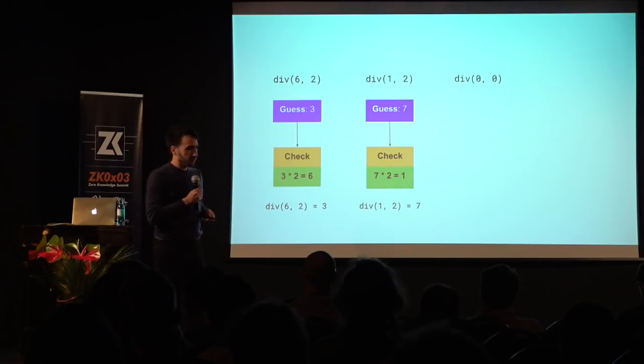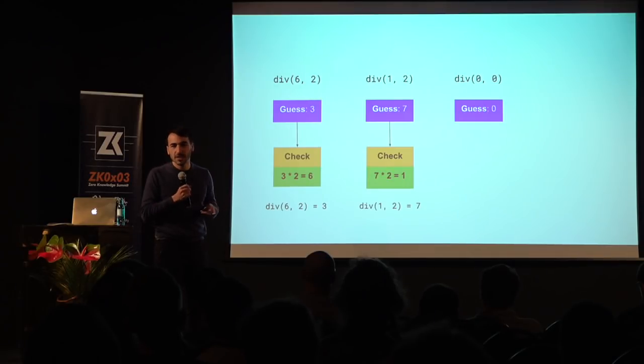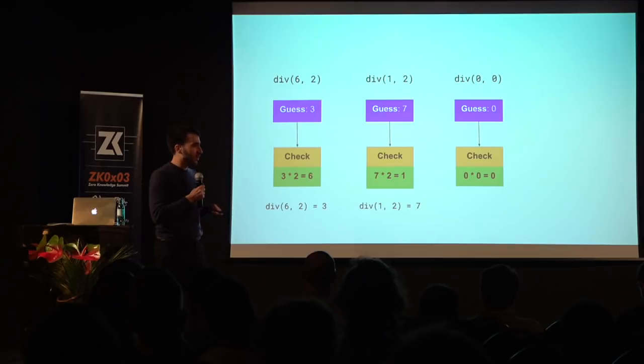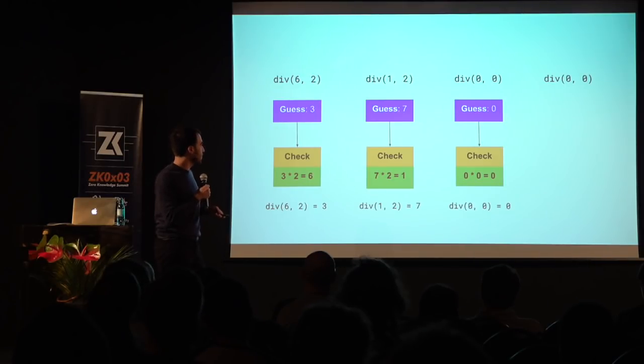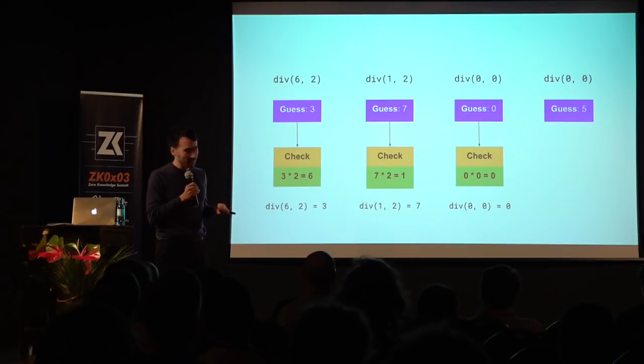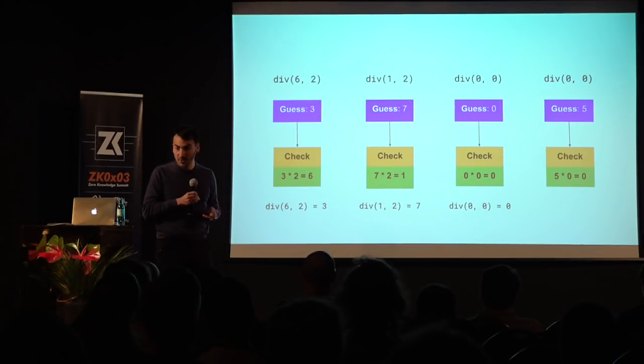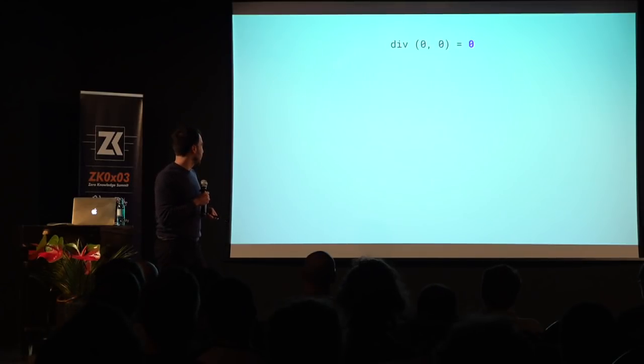How about 0 divided by 0? I don't know, maybe 0. That seems like a good guess. Let's check. Oh, 0 times 0, what is it? It's 0. Okay, great. So I guess 0 divided by 0 is 0. Oh, but what about 0 divided by 0 again? Well, I don't know, maybe it's 5. Let me check. Oh yeah, 5 times 0 is 0. So 0 divided by 0 is 0, and 0 divided by 0 is 5.